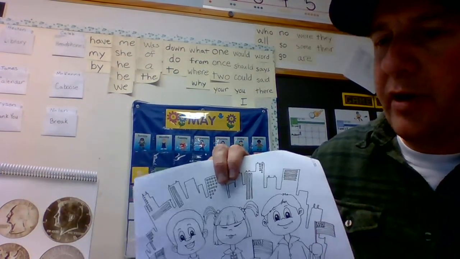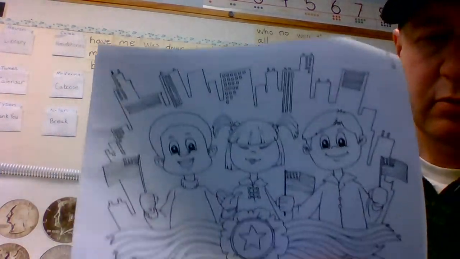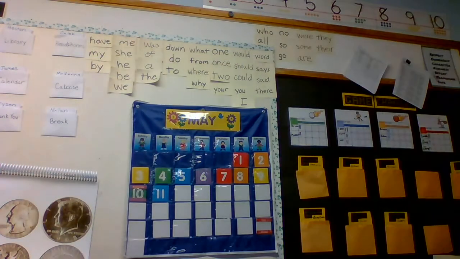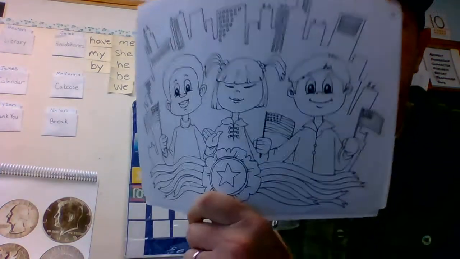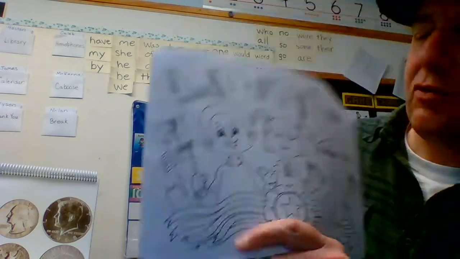If you look at the people on here, what are they all holding? What are they all holding in their hands? They're holding an American flag, right? So they're obviously all Americans. We're all one. We're all Americans. But if you look at the picture closely, they kind of are people of different races.